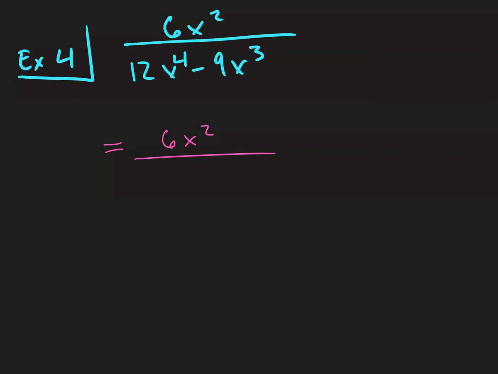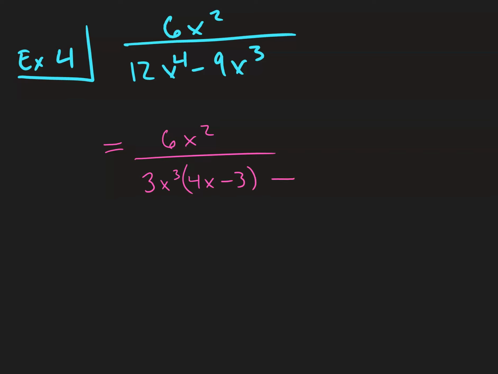Now in our denominator, I notice that 12 and 9 have a common factor of 3, and x to the fourth and x cubed have a common factor of x cubed. So if I factor out that greatest common factor, I'm going to have 4x minus 3 left over. Now, if you notice, we don't have any exact terms that we can cancel out, exact factors. However, we do have some factors in common.